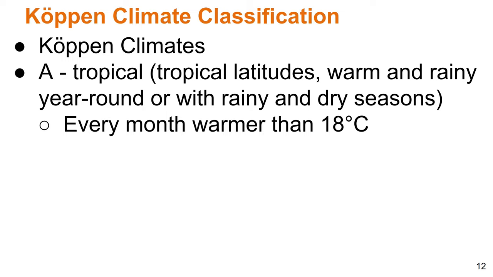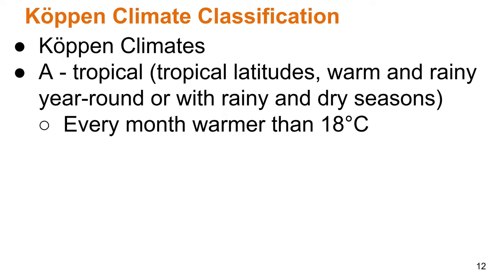Okay, let's go through the Köppen climates in alphabetical order. So we've got the tropical climates. The tropical climates are found in tropical latitudes. They vary from warm and rainy year-round to having a rainy season and a dry season. But the defining characteristic in each of these Köppen climate types, so the A, B, C, D, E, each of them has one criteria that we use to define it. And then there's individual climates that are going to be more specific.